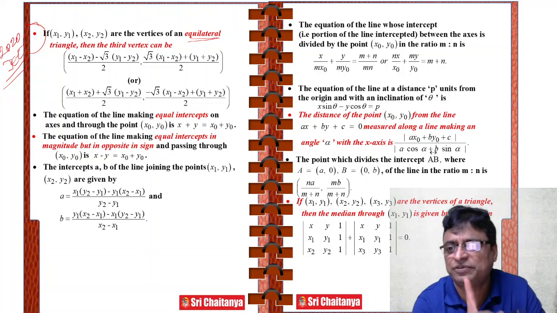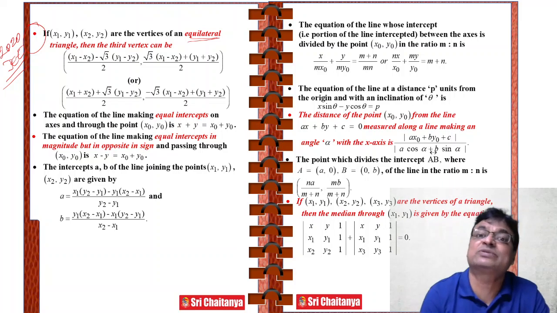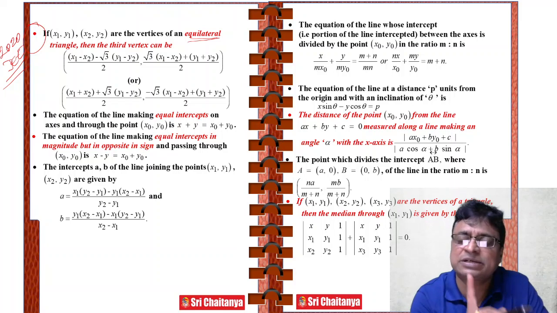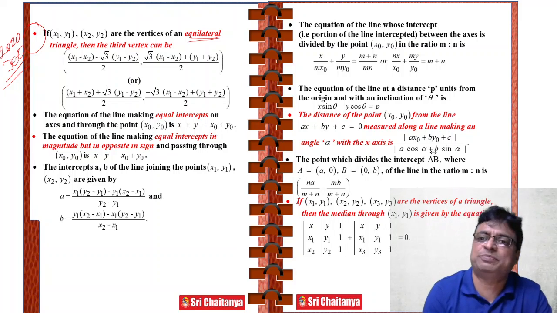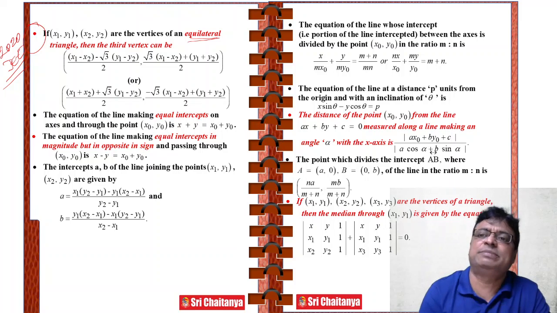All the properties you need to practice on what? Equilateral triangle and isosceles triangle. Angular bisectors of the vertex of the isosceles triangle is also important. Questions were asked based on that.